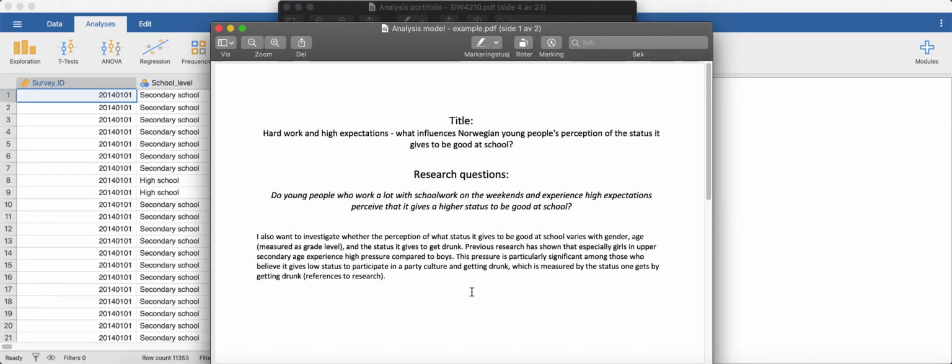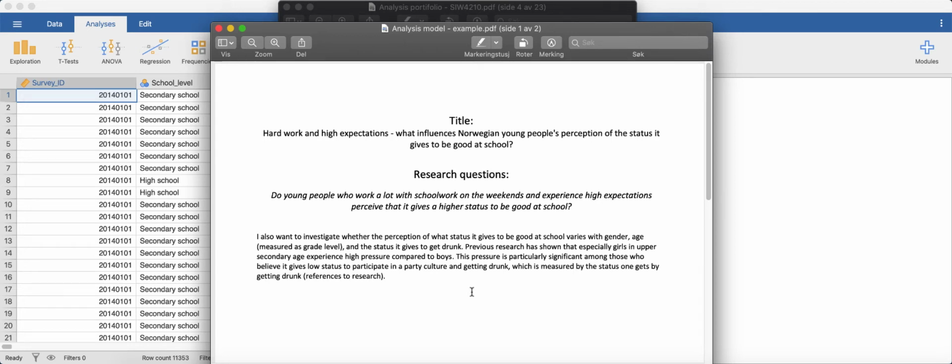And I also have some input into the intro, because you might not be able to put all your independent variables, or all the factors you want to study, into your research question. But you can also address them in the text that just follows the research question, saying that I also want to investigate whether the perception of what status it gives to be good at school varies with gender, age, measured as grade level, and the status it gives to get drunk.